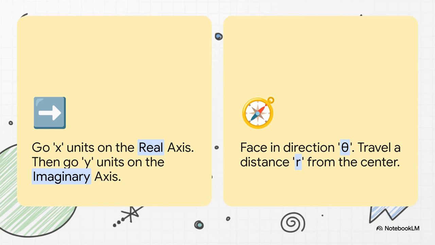Well, there are two classic ways. The first is called Cartesian, and it's basically like city grid coordinates. Go x blocks east on the real axis, then go y blocks north on the imaginary axis. Simple. The second way is polar. This is more like giving directions from a landmark. You stand at the center, face in a specific direction, we call that angle theta, and then you walk for a certain distance, r. Two totally different sets of instructions that lead you to the exact same spot.